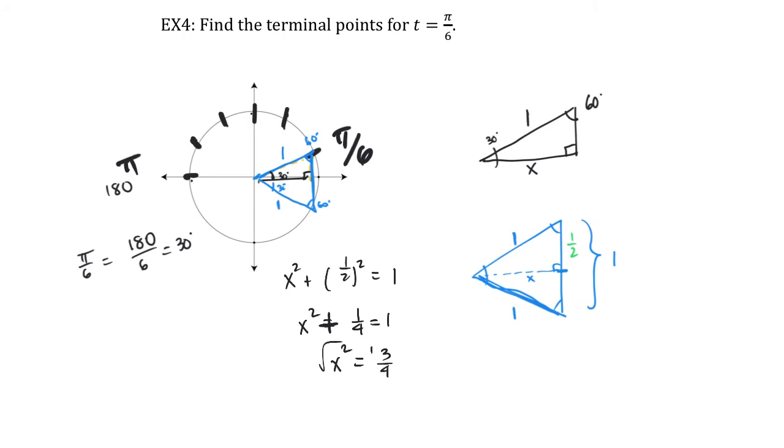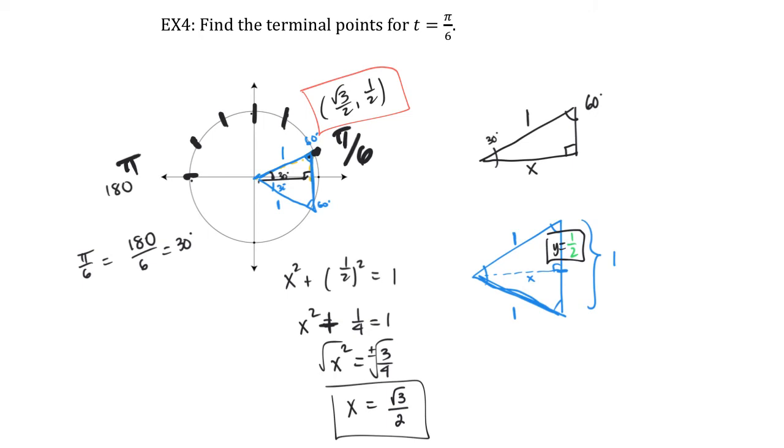And then taking the square root of that. And since we're in quadrant 1, we need x to be positive. So we'd have square root of 3 over square root of 4, and that just simplifies to 2. So we have our x, we have our y, and we found the terminal point there. That is at root 3 over 2 and 1/2. Phew. All right, good deal.